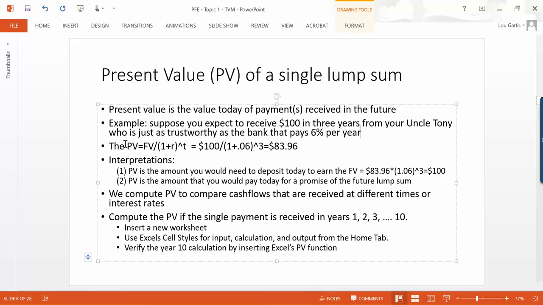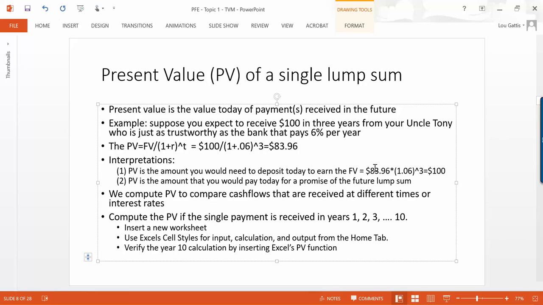Well, the concept of present value is it's the future value discounted at some rate r raised to the t power. So $100 is my future value, discounted at 6% for 3 years would be 100 over 1.06 to the third power. So I'd say $100 received 3 years from now at a discount rate of 6% is worth $83.96. Now the interpretation of that is if I deposit $83.96 in an account today and earn 6%, it would exactly be equal to a future value of $100.